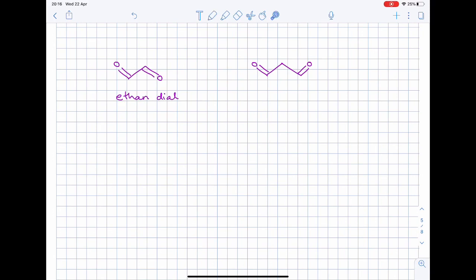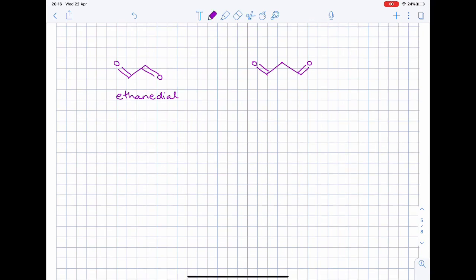Now then we've got a problem here. We've got the two consonants following one another. We don't like two consonants following one another. So what we do, we put an E back in from the alkane, and this is ethanedial. There's no reason to put position numbers, and you think about why we don't need position numbers.